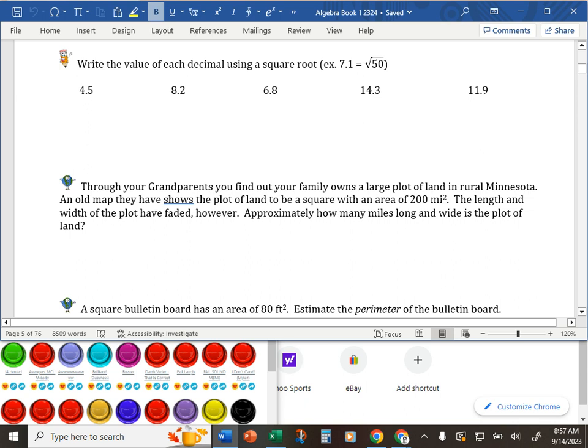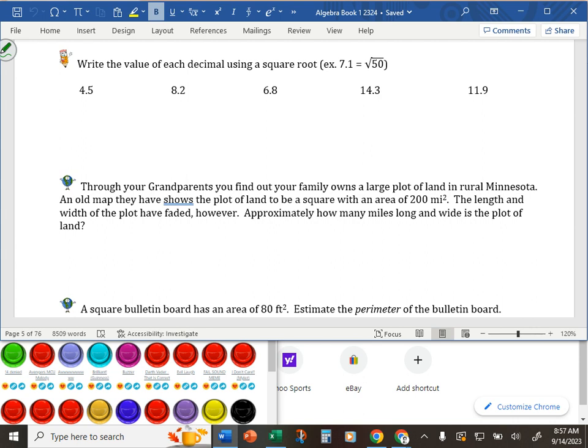It says write the value of each decimal using a square root. An example would be if I gave you 7.1, that'd be about the root of 50. Why? Then we're working backwards here, right? If I give you 7.1 and I ask you, how would you write that value as a root? Why would 7.1 be about the root of 50?